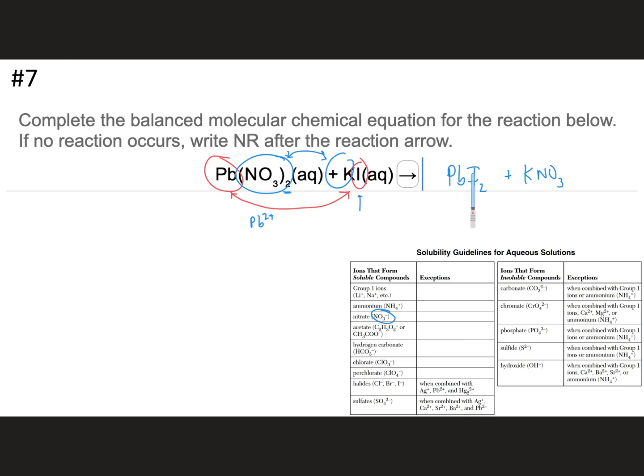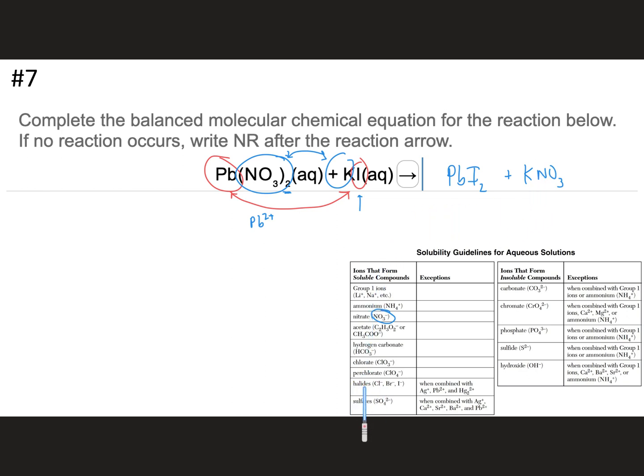Now, for there to be a reaction to occur, something needs to precipitate. So one of these needs to be insoluble in solution. So if we go down here, all group 1 metals are always soluble. So that means potassium nitrate would be soluble. We can go down here even further to see that nitrate is also always soluble. So potassium nitrate, always soluble.